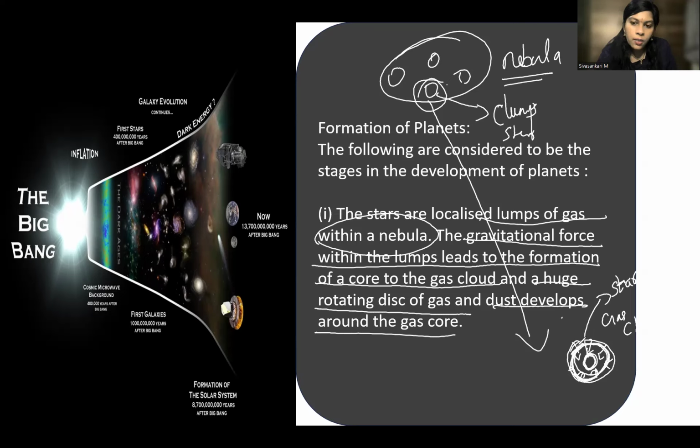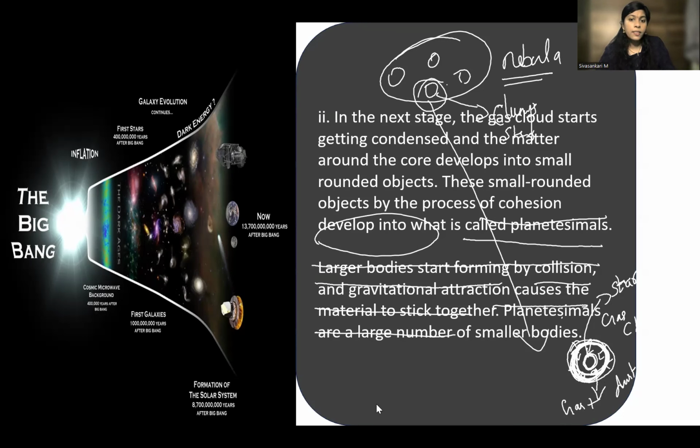And a disk of gas plus dust will float around the core. The core is a star, and around it the disk of gas and dust will float. Now this disk of gas and dust only is going to become a planet, and this is going to become your star. So we'll go to the next page. You can see this, the next stage.